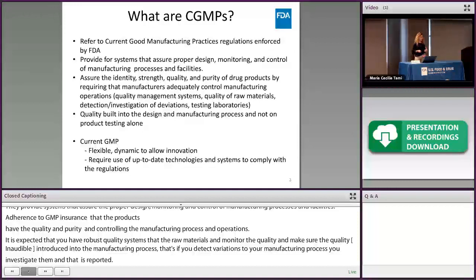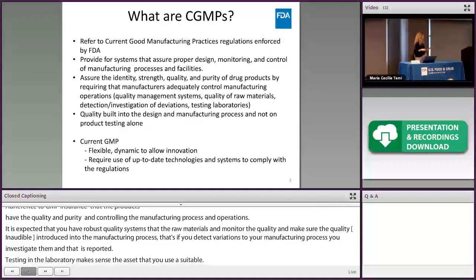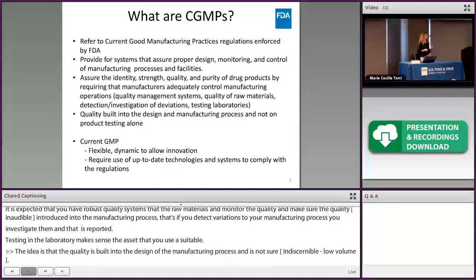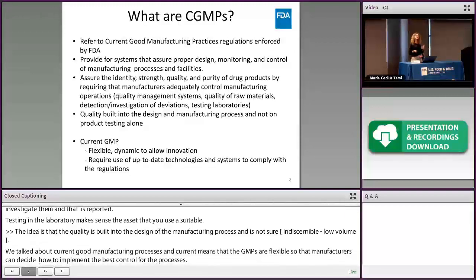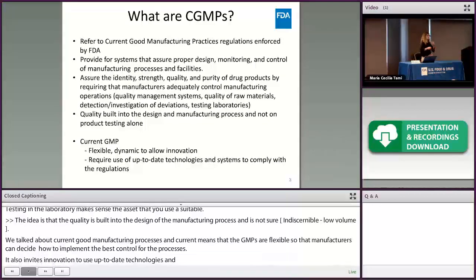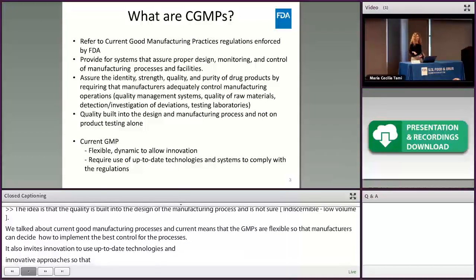So we talked about current good manufacturing practices, and the word current there means basically that the GMPs are flexible so that manufacturers can decide how to implement the best controls for their processes. And it also invites innovation, using up-to-date technologies and innovative approaches so that you keep your systems up to date. So something that you may have implemented 20 years ago that was up to date at that moment might not be adequate now, for example, to control viruses or contamination or cross-contamination.